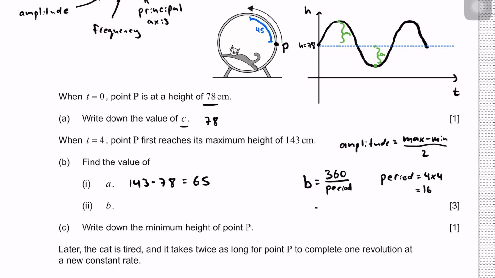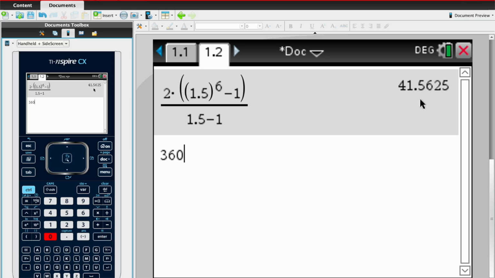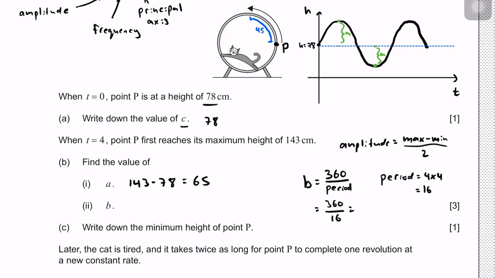So what is the value of B? B is equal to 360 over 16, which is equal to, in this case, 45 over 2, or I guess we could say 22.5, if we wanted. 22.5 would work as well. Okay.